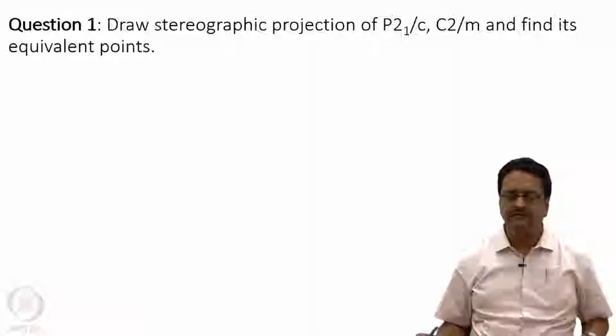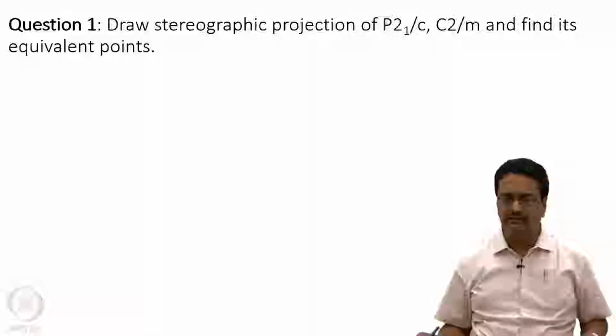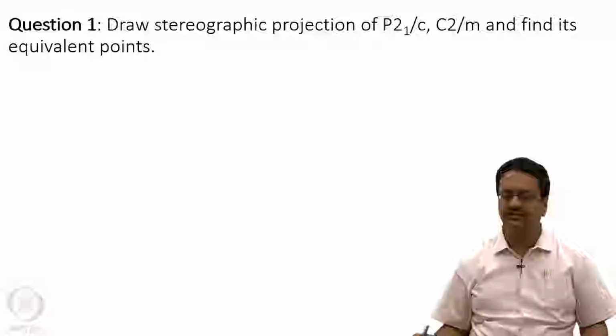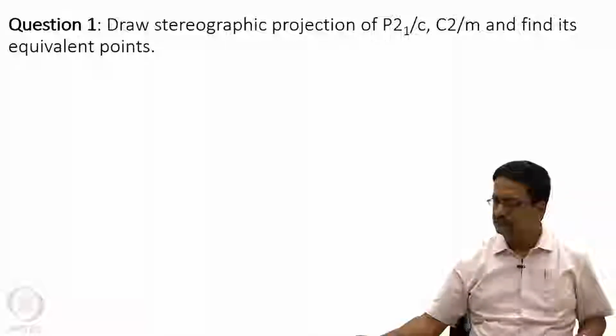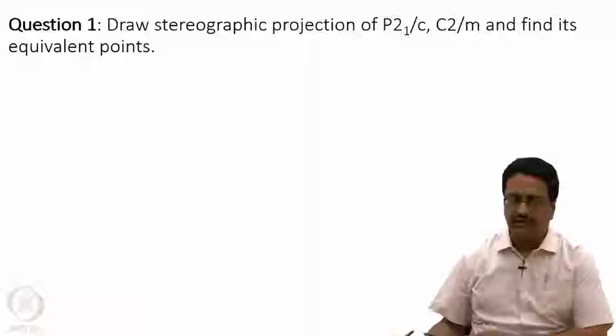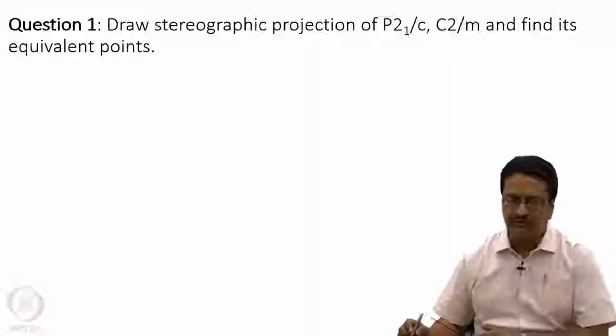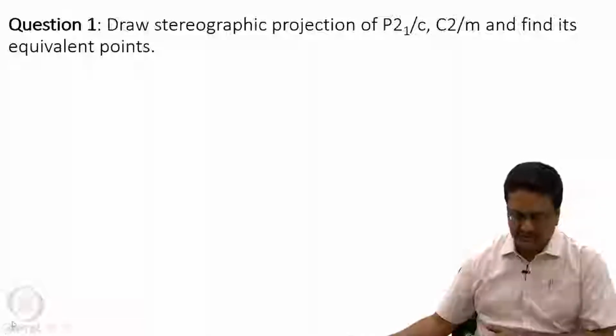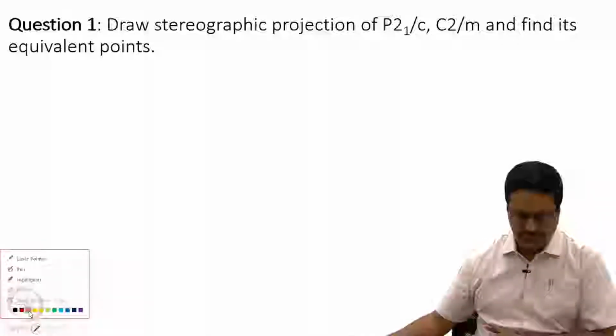So the first problem that you can see here is asking you to draw the stereographic projection of P2_1/c and C2/m and to find the equivalent points. I hope you understood how to do this, and we will try to work it out quickly for these two space groups. So let us first start with P2_1/c.